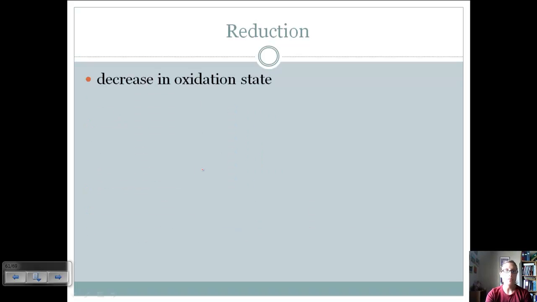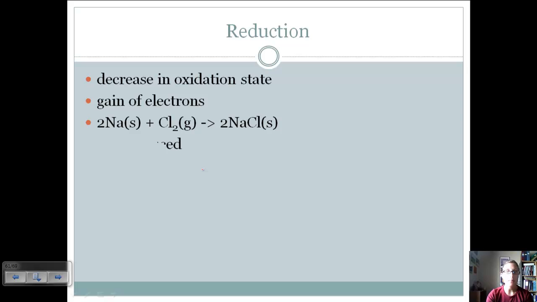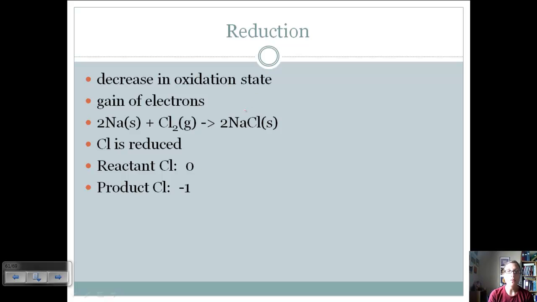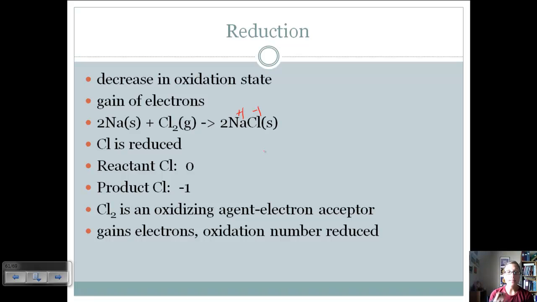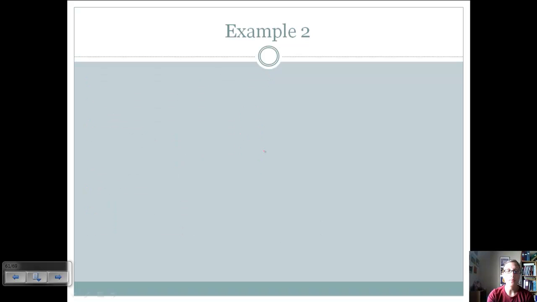Now let's look at the opposite part, which is reduction. This is a decrease in oxidation state, so it's going to gain electrons. If we look at our same example, let's look at chlorine. Chlorine in this case is the part that is reduced because initially it has an oxidation state of 0, it's in its neutral elemental state, and then like we talked about before, because the oxidation state on sodium is +1, the oxidation state on chlorine has to be -1. And so here it's what's called the oxidizing agent because it's an electron acceptor. So it gained electrons and its oxidation number was reduced. That's how I remember reduction and oxidation. If the oxidation number was reduced, I know that it was reduced, making it the oxidizing agent, and the other one is the opposite. However you can remember that.